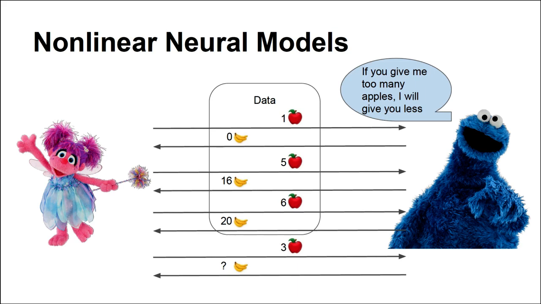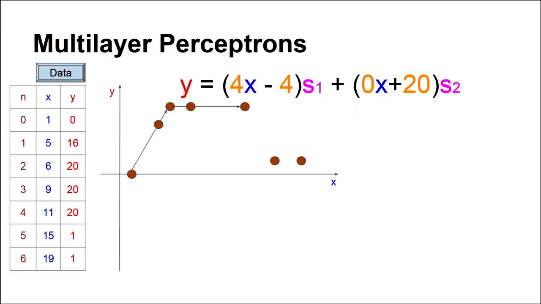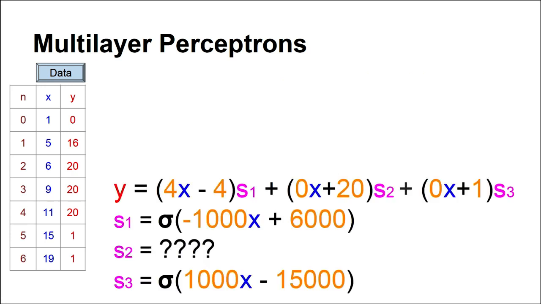Let's try to make it a little harder to see how far we can go with this model. So now we will say that if Abby gives him even more apples, he will get upset and just give you one banana back. So it will look more or less like this. So if you go to 15 and 19, he will just give you one apple back. So how do we learn this?